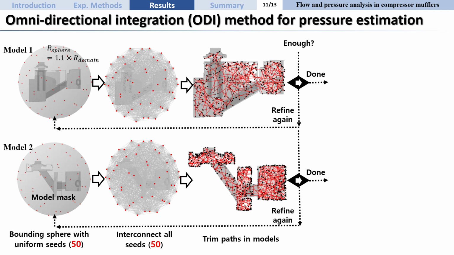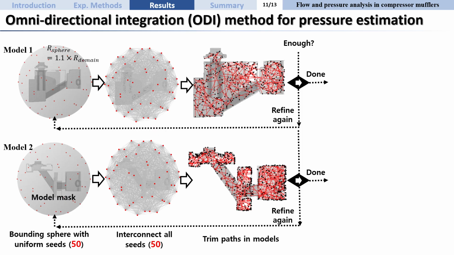This slide shows the process using a simplified example with only 58 points. The main steps are first, distributing uniform seeds on a bounding sphere, second, interconnecting all seeds to create paths, and third, trimming those paths to keep only the ones that pass through our model.